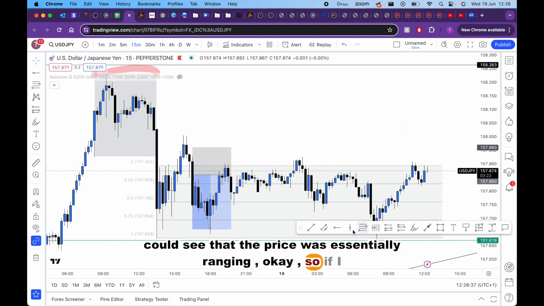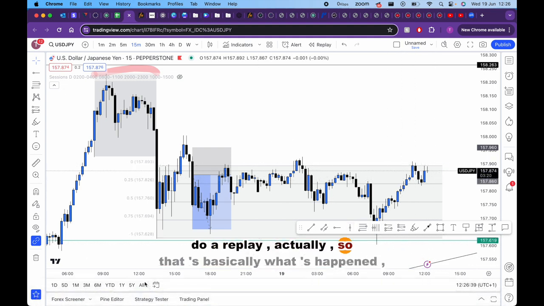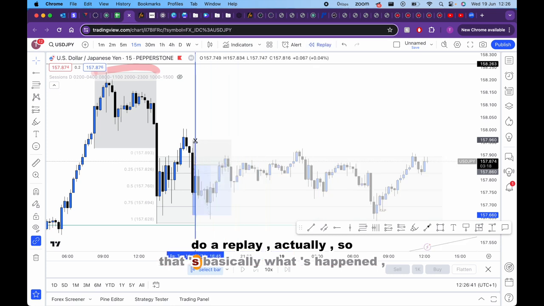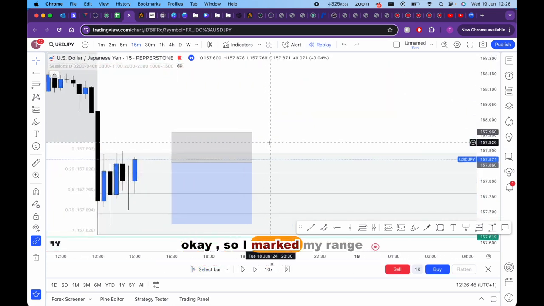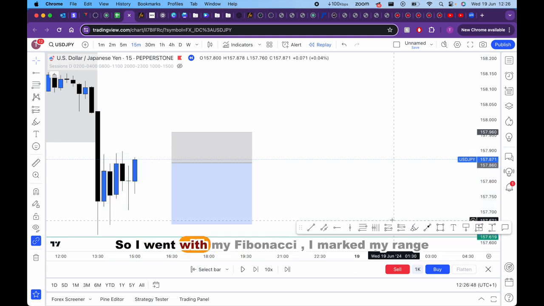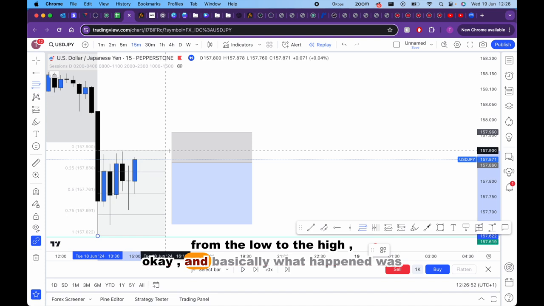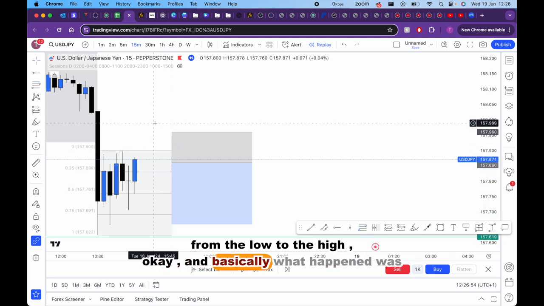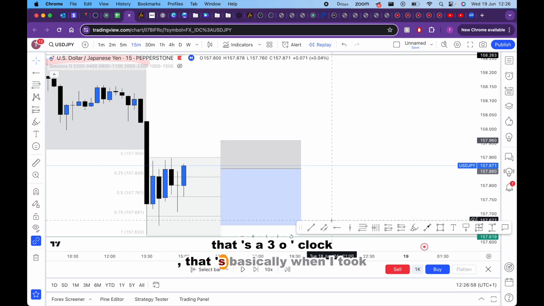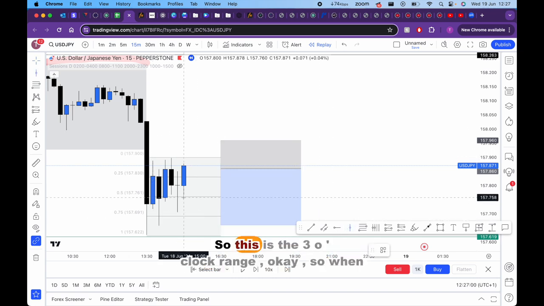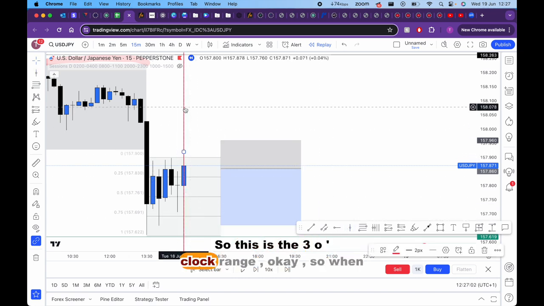Okay, so if I do a replay actually, that's basically what's happened. Okay, so I marked my range. So I went with my Fibonacci, I marked my range from the low to the high. Okay, and basically what happened was that at 3 o'clock, that's basically when I took my trade. So this is the 3 o'clock range.